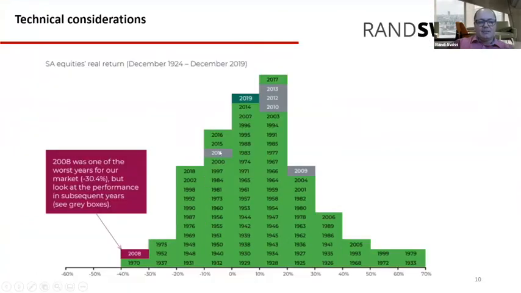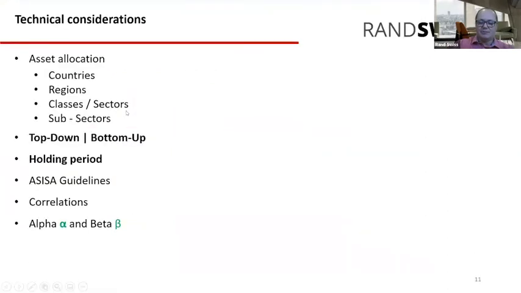Let's zoom in then only on SA equities. So you'll see here, oops, sorry.